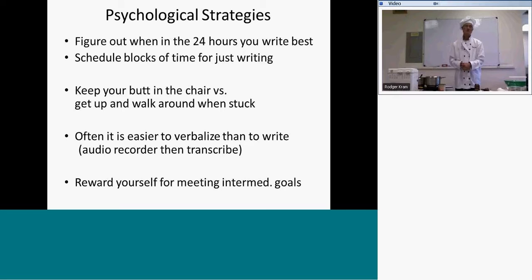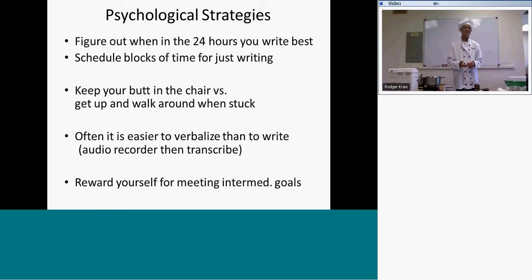There's a difference in philosophy. It's always a trade-off. You don't get any writing done when your butt's not in the chair. But on the other hand, if your butt's been in the chair too long, it's common to get stuck. And getting up and walking around when you're stuck, studies have shown, improves the mental process. So it's really a very difficult balance.